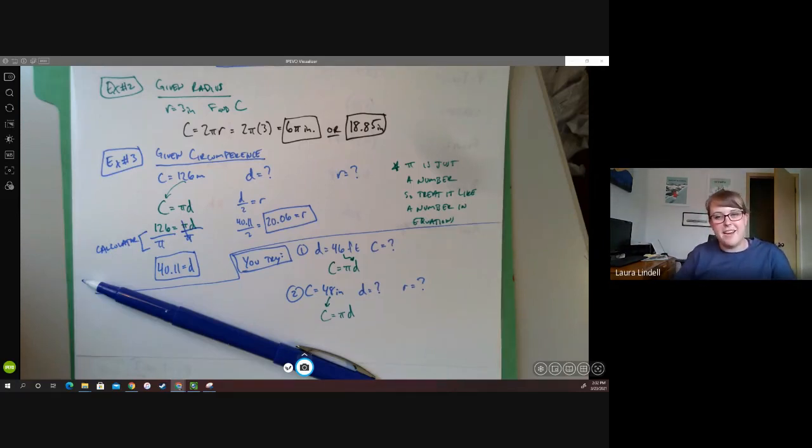Faith thinks she might have it. You're on the right track. If you started with C equals pi times diameter and plugged in 46 for diameter in the first one, plugged in 48 for circumference in the second one.